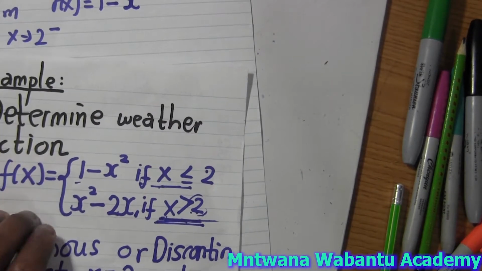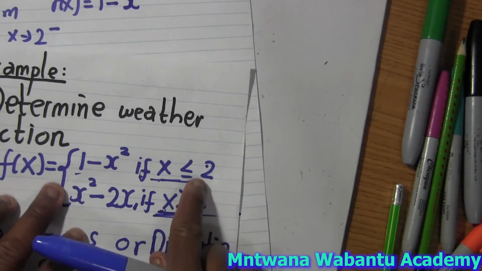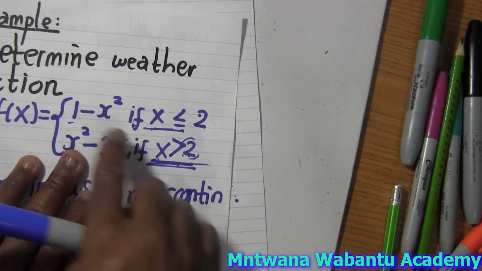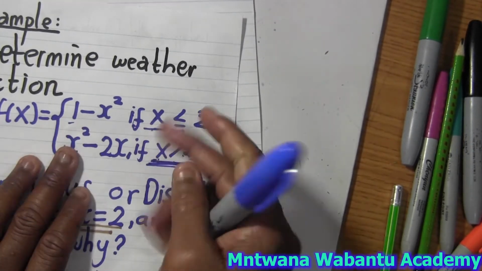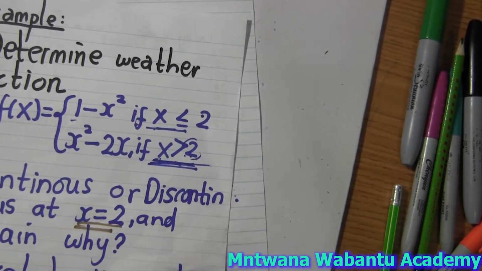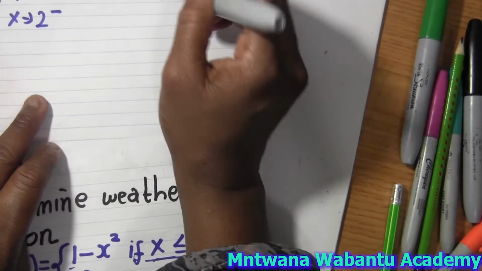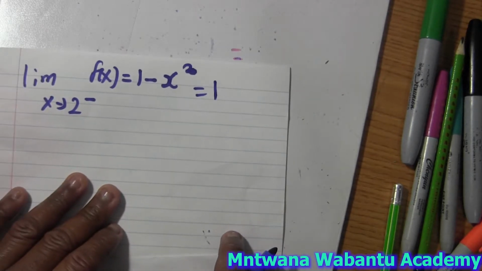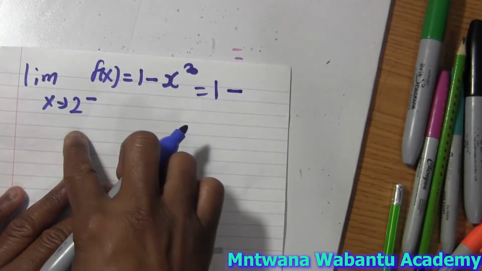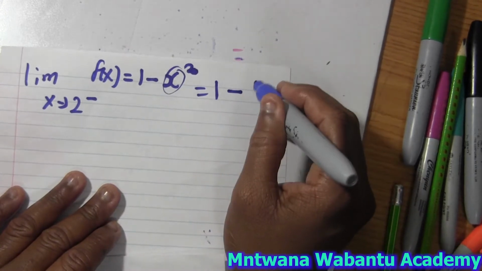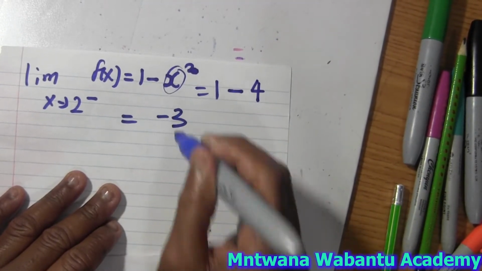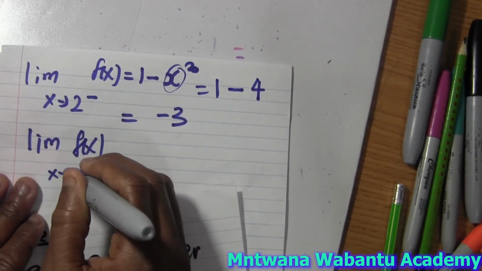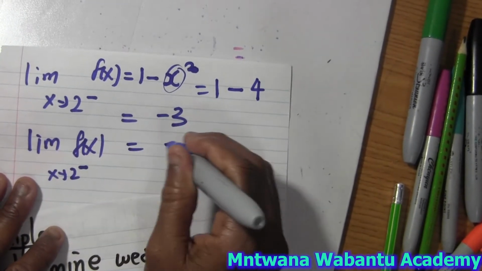Now we say the limit as x approaches 2 from the left. Approaching 2 from the left means this is the number 2, but x less than 2 means 1, 0, negative 1. So this is the number that you approach 2 from, the left, just like I explained here. So we say 1 minus, you put 2 squared here, 2 squared equal to 4. So this is equal to negative 3. So the limit of f of x as x approaches 2 from the left is equal to negative 3.